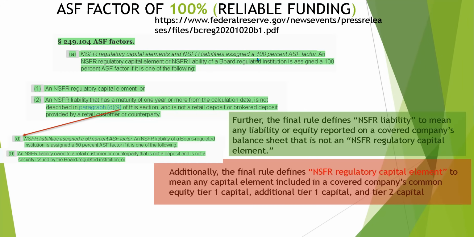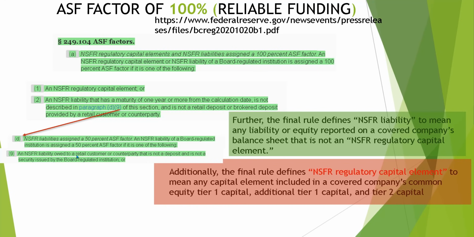So an ASF factor of 100% or reliable funding. Again, new section: NSFR regulatory capital elements and NSFR liabilities assigned a 100% ASF factor. An NSFR regulatory capital element or NSFR liability of a board regulated institution is assigned a 100% ASF factor if it is one of the following. An NSFR regulatory capital element, which only means it is a capital element included in a covered company's common equity, Tier 1 capital, additional Tier 1 capital, and Tier 2 capital.